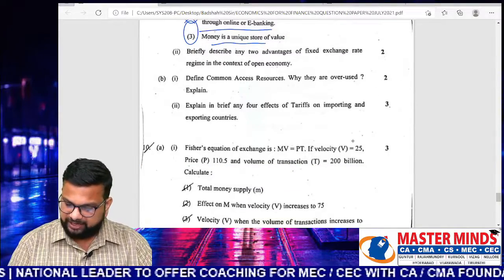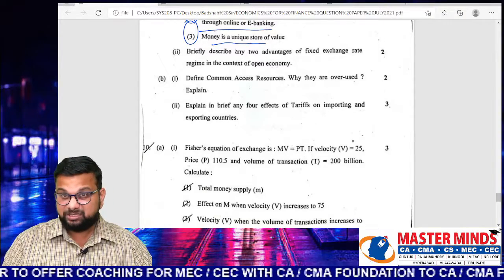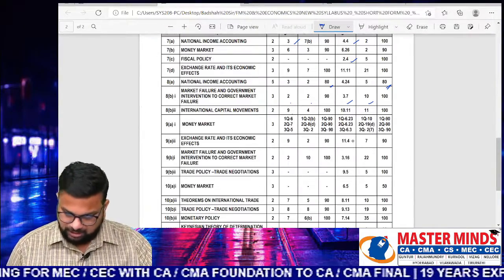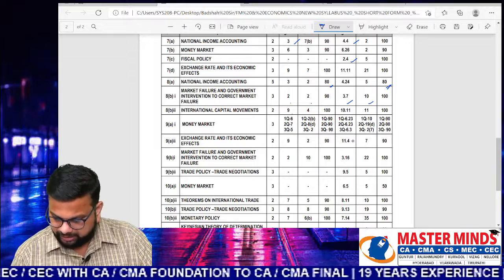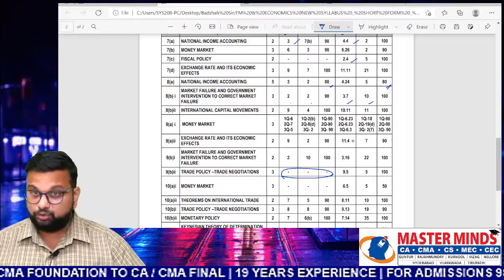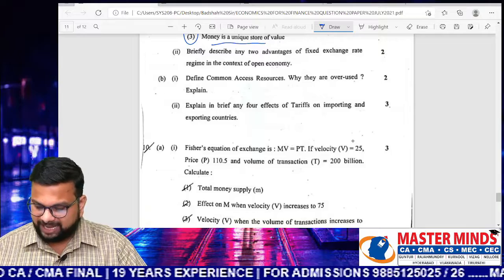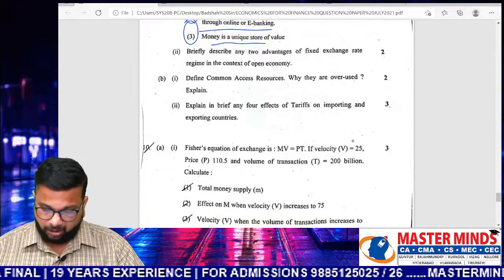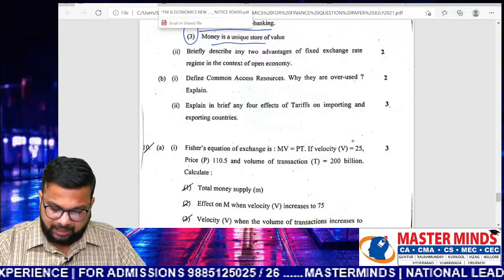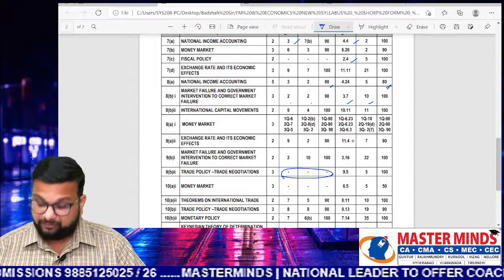9B2. Explain in brief any 4 effects of tariff on importing and exporting countries. Let us see whether this question is covered in our guest questions as well as in masterminds material or not. So this question is not covered in guest questions. The effect of tariff on importing and exporting countries is not given in our guest questions, Nana. But it is covered in our masterminds material, Nana. This is a direct question from our masterminds material.